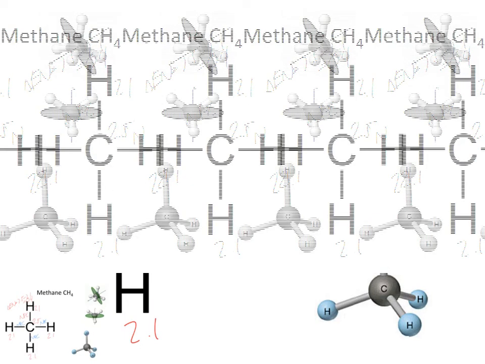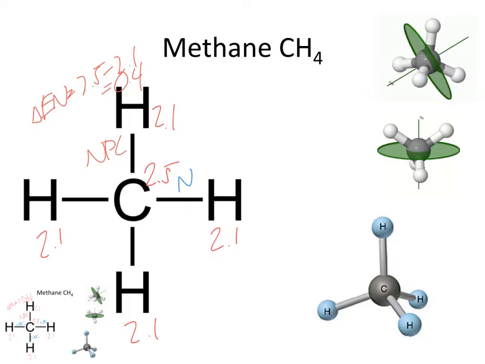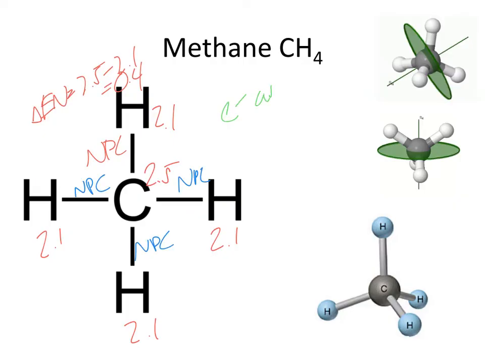Now what does that non-polar covalent mean? Well, that means that there's no one atom that is pulling more than the other. There's a slight difference, 0.4, but it's not enough to make that into a polar bond. So what does that mean? It means that all the electrons are equally distributed in the molecule.